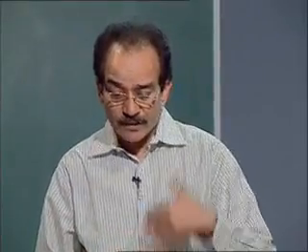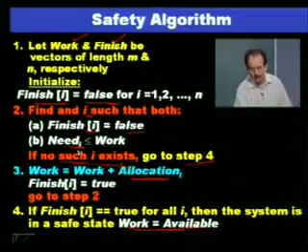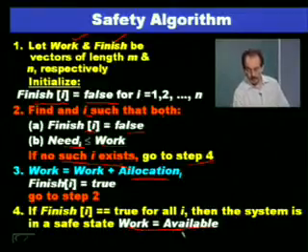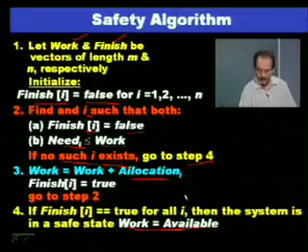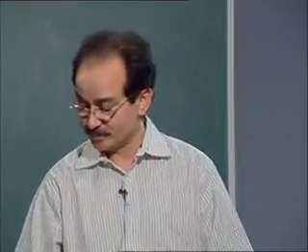If the required is less than or equal to work, we proceed. If no such i exists, that is, there is no process for which need is less than or equal to work, then we go to step 4. Whatever resources are required are available; otherwise, we just allocate that number of resources. So, this is the very simple algorithm through which my safety algorithm works.